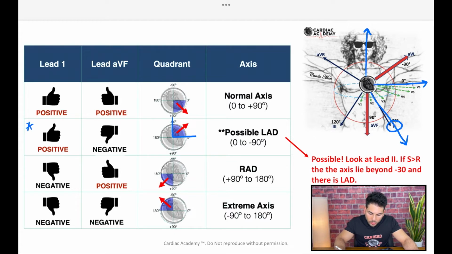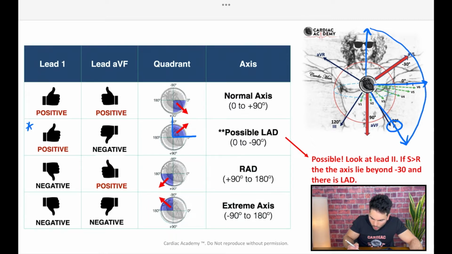And if we add those together, when we sum up the vectors, it's going to look something like this. Let me change color. It's going to be something like this. As you can see, it's not between 0 and 90, but it's not beyond minus 30, okay? And that's how we know it's still normal.